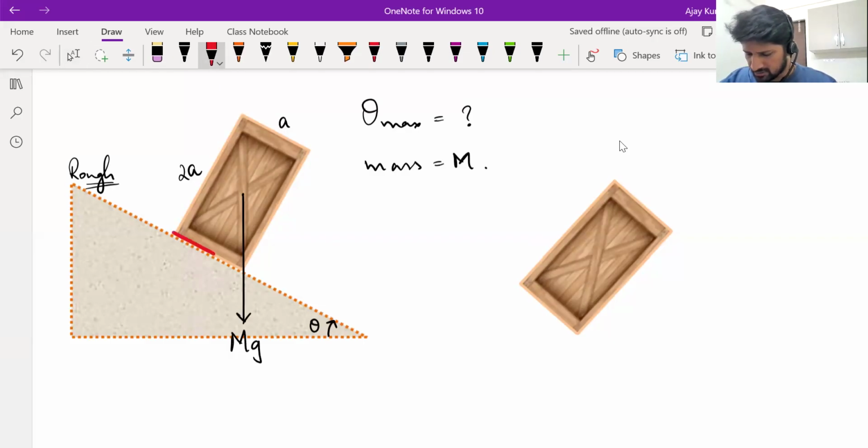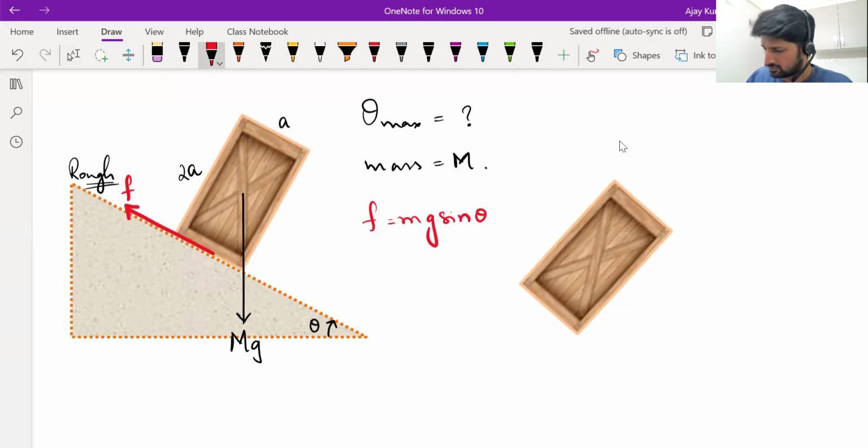So this is the line of action of friction. And friction should be balancing mg sine theta here. So small f is equal to mg sine theta. We didn't apply any additional force. Now mg cannot produce a torque about the center. Friction can produce a torque about the center and it produces clockwise torque.